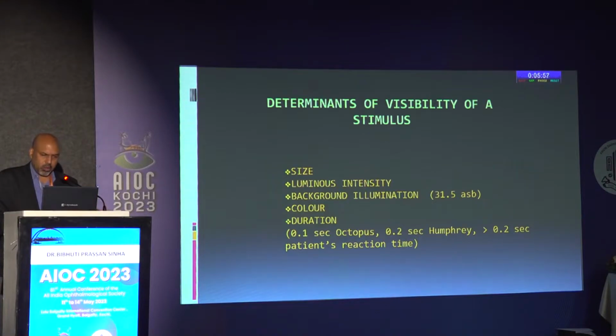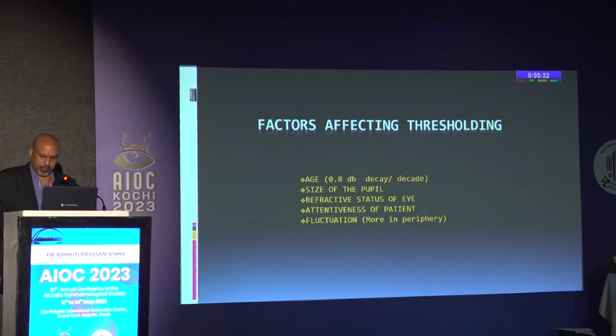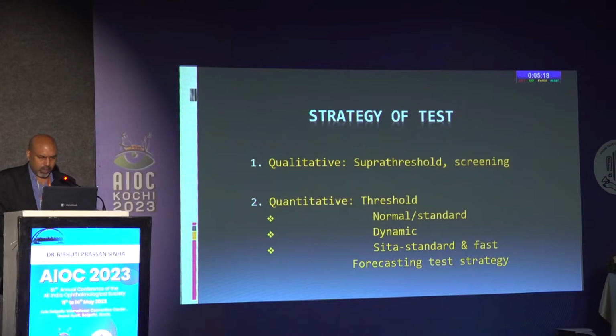Now, the threshold value of one point can be relied upon because of the size of the stimulus, that is usually type 3, the luminous intensity, the background illumination, which is around 31.5, which was present in Goldmann as well as Humphrey or in the Octopus, the color and the duration of the light presented to the patient. Then there are age factors, size of the pupil, refractive status of the eye, attention of the patient, and fluctuation. These are important factors that can determine the thresholding.